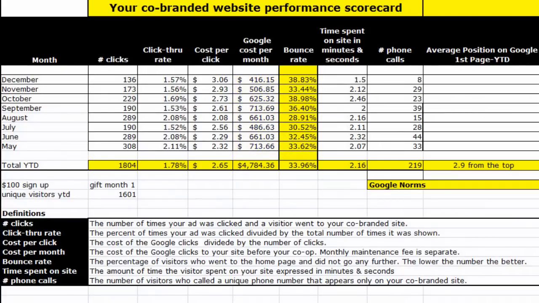The bounce rate is when somebody comes to a specific page on your site and only stays on that page and doesn't move on to another page. The average for Google is 60%, so anything below 60% is extremely strong.